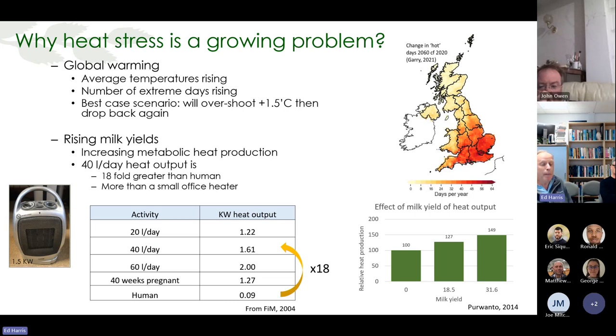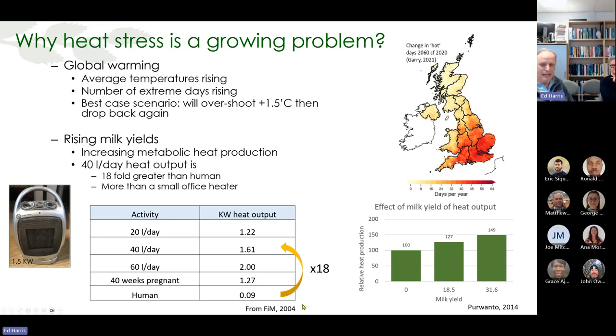And as their milk yields go up, therefore, the amount of heat they're producing goes up. And over the years, we've been selecting cows' genetic progress to increase milk yields. And if we look at cows doing 40 litres a day, and we've got some herds where the entire herd will be averaging 40 litres a day, and the Americans would be sniffy about that figure and say it wasn't very good. But that girl, she's pushing out 18 times more heat than I am, than any of us are. And she's actually pushing out more heat than the office heater that I've got in the corner of my office back at home. It's a serious amount of heat that she's trying to lose.